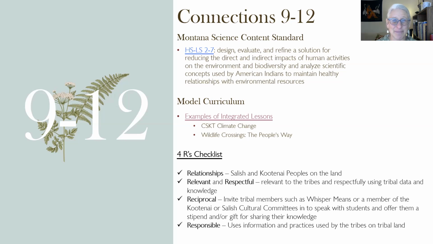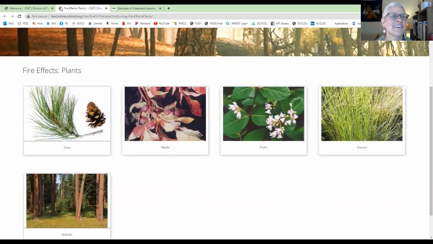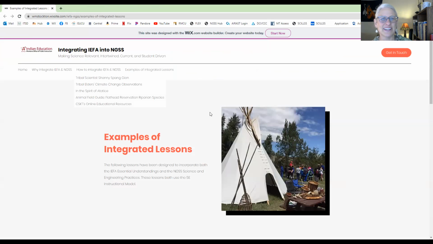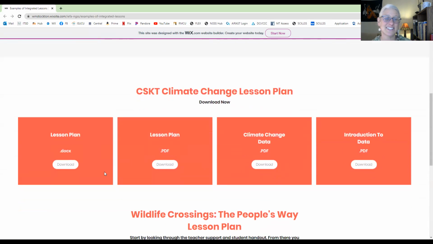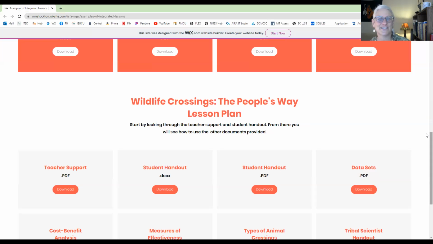This was developed by Montana's 2022 Teacher of the Year from Arlee High School, Bill Stockton. He has a wonderful website, and he has examples of integrated lessons. If you go to this page and scroll down, here's the CSKT Climate Change Lesson Plan. There are all of the documents for you to download, and then there are the Wildlife Crossings, the People's Way lesson plans. This is a phenomenal unit.